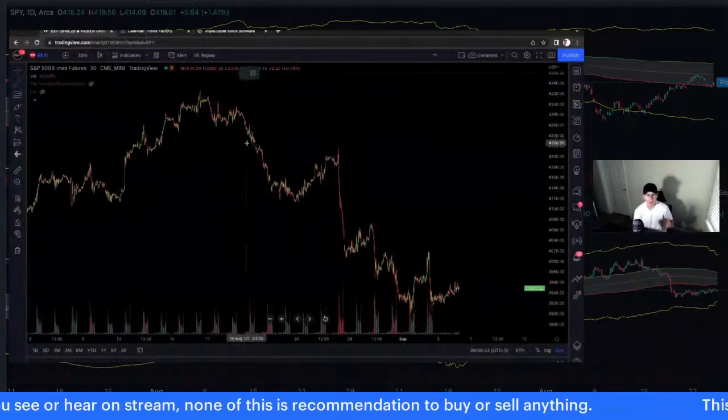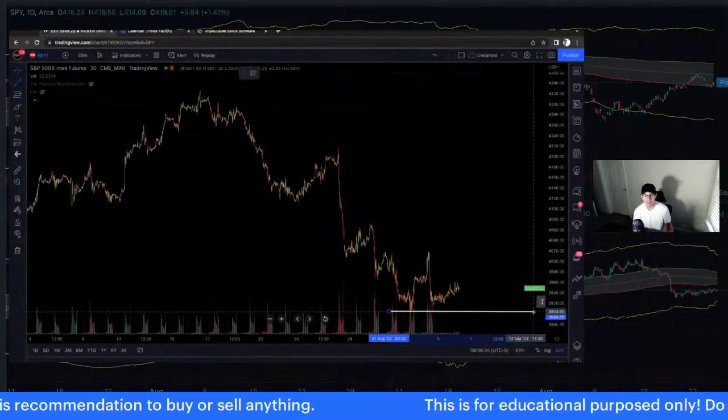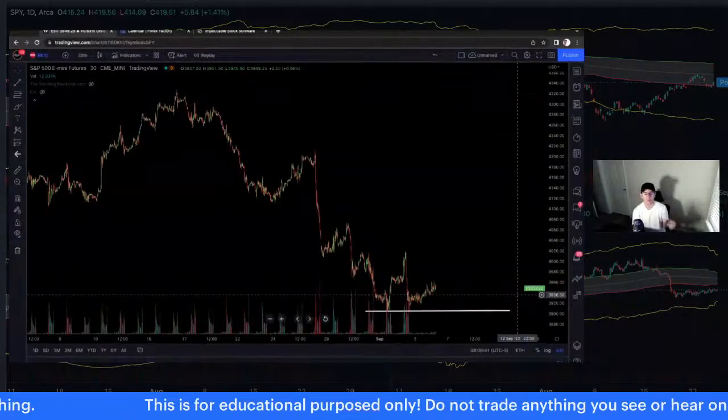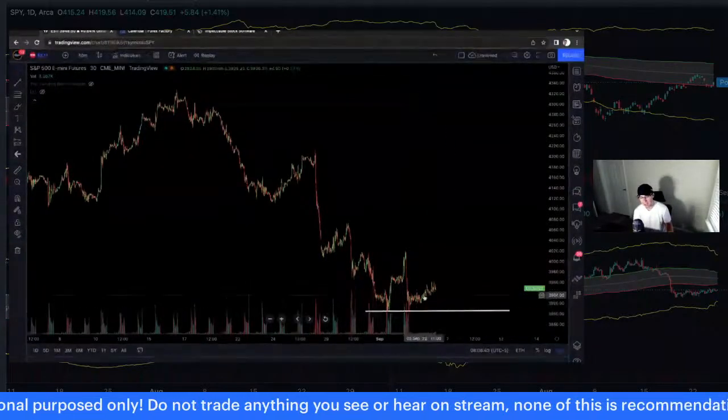So how do we adjust from what's going on here? Well, we're going to assume this double bottom is indeed a double bottom until it proves us wrong. What does it mean if it proves us wrong? It means that it hits this level again, or breaks this level.